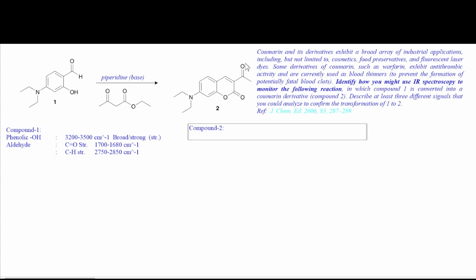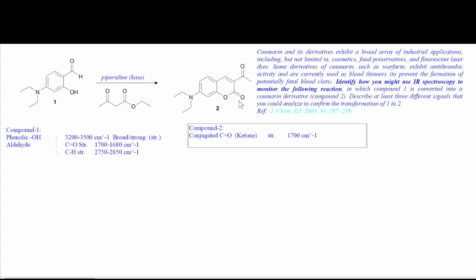Compound 2 contains C double bond O that is in conjugation with C double bond C. So a conjugated ketone carbonyl is expected somewhere around 1700, so to say. This would be ketone stretching, at about 1700 cm⁻¹.